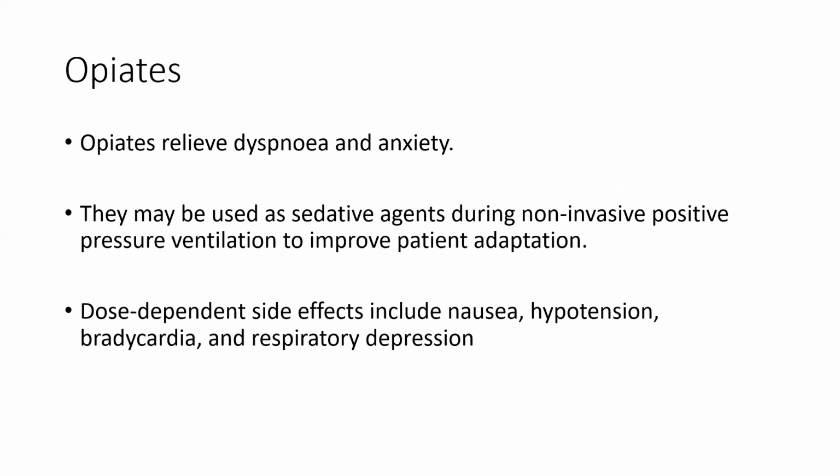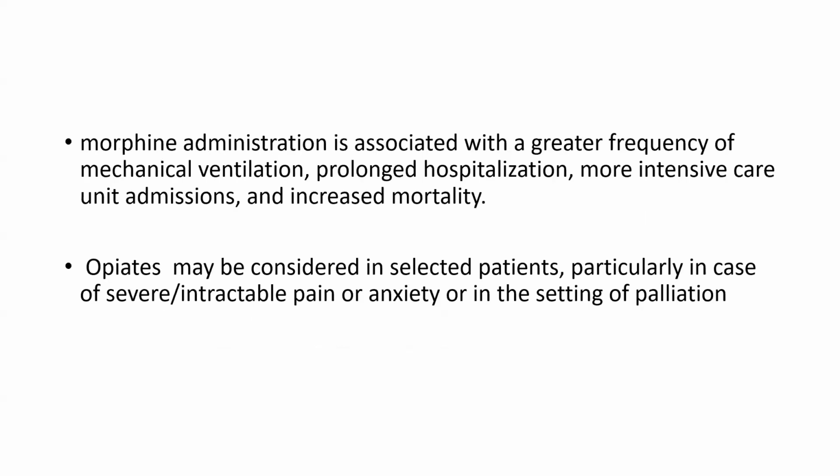Then the next drug that we can use in acute decompensated heart failure is opiate. Opiate relieves dyspnea and anxiety. They may be used as the sedative agent during non-invasive positive pressure ventilation to improve patient adaptation. Dose-dependent side effects include nausea, hypotension, bradycardia, and respiratory depression.